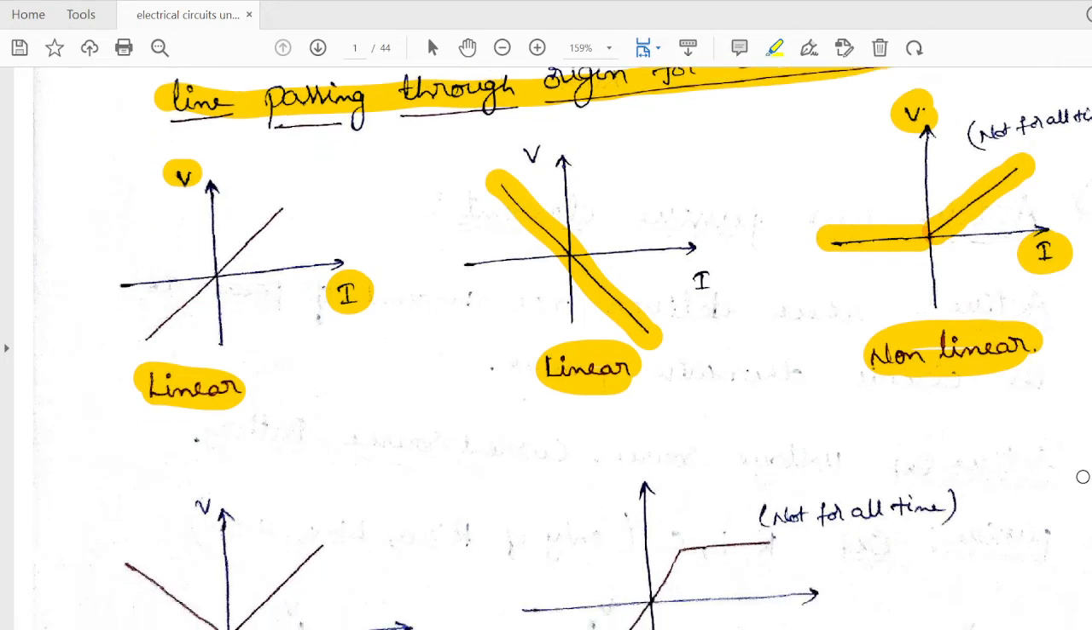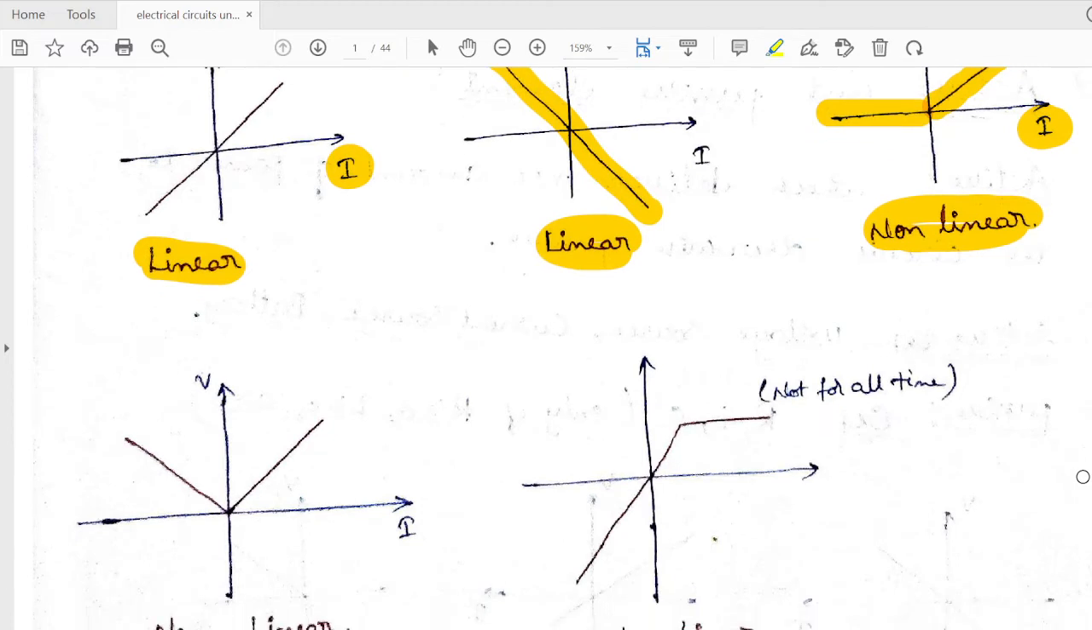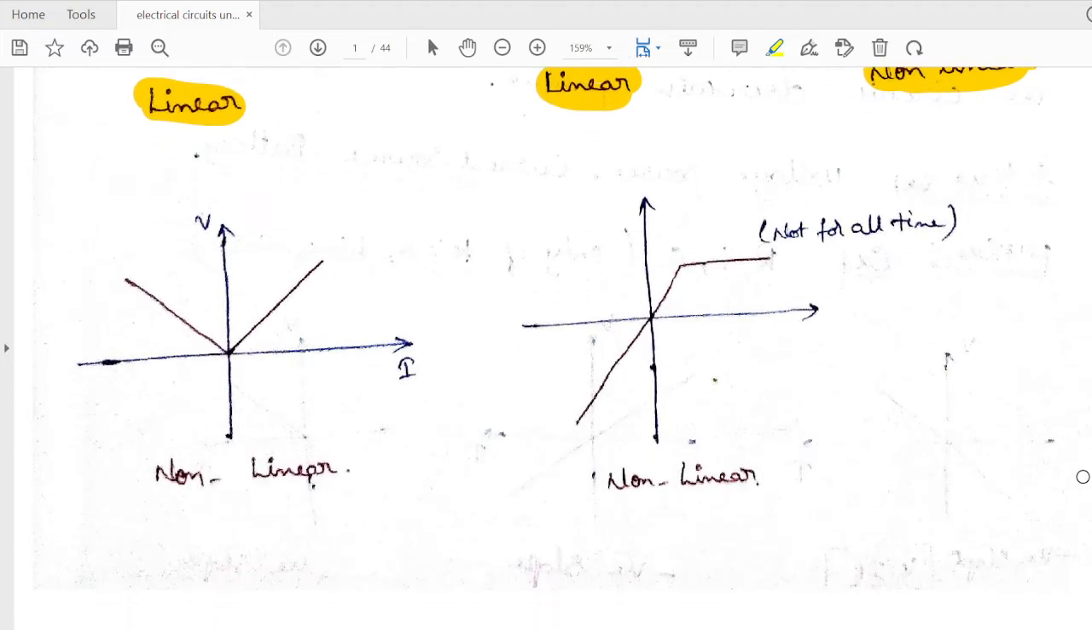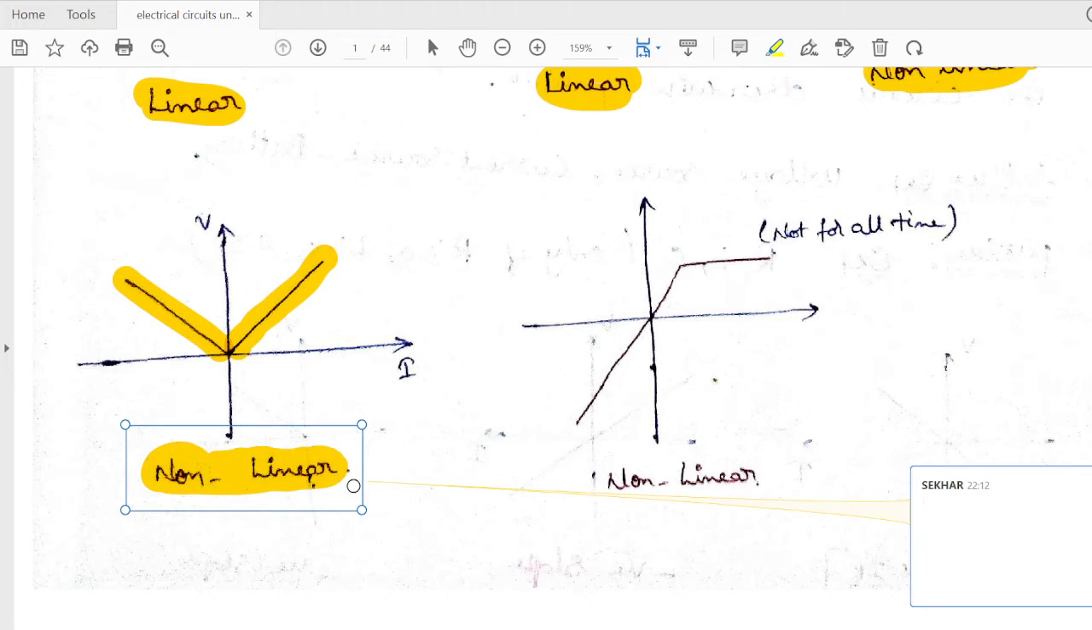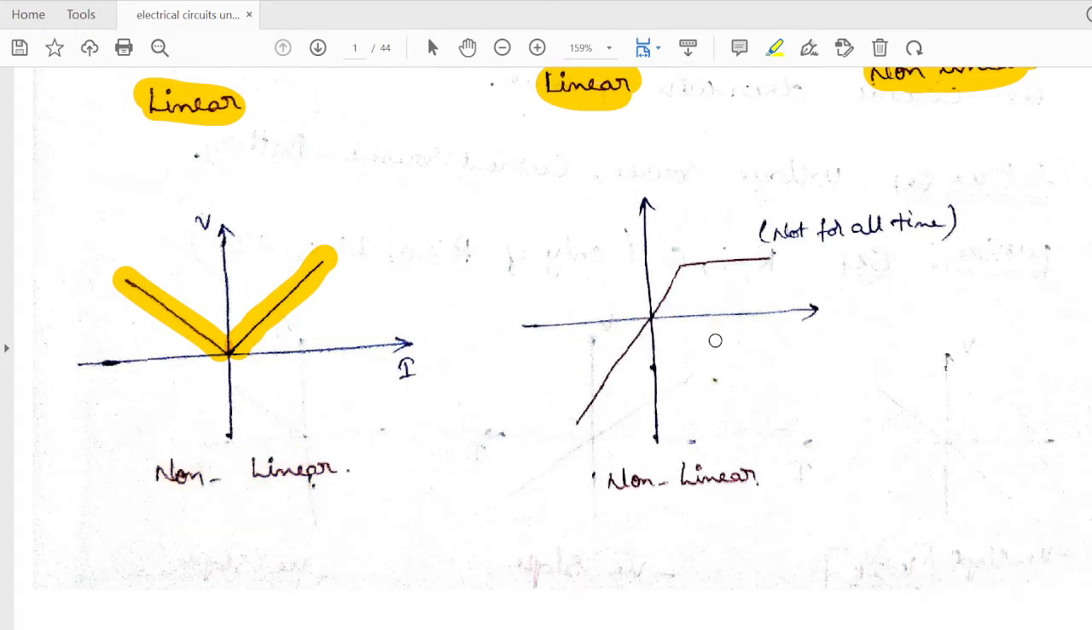Let us go with further some examples. Now you see this fourth diagram. See, if I draw a VI curve, I am getting two straight lines. So this is not a single straight line. So the element having this kind of VI characteristics is said to be non-linear. Okay, I hope it is clear. Similarly, if you see in the fifth diagram also, we are not getting a single straight line passing through origin. So it is also a non-linear element.